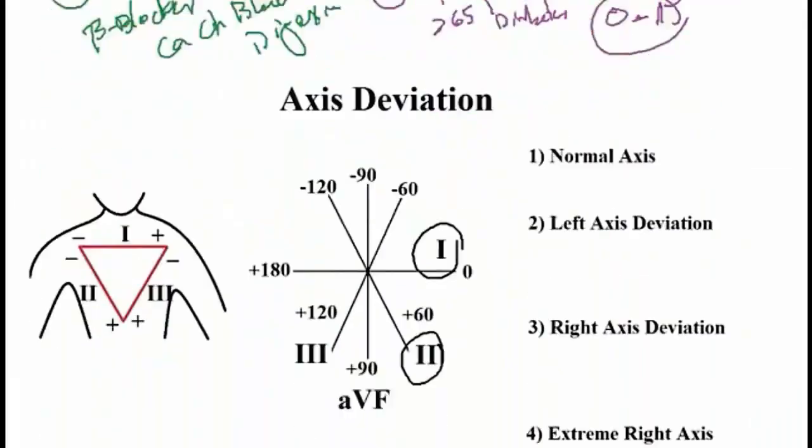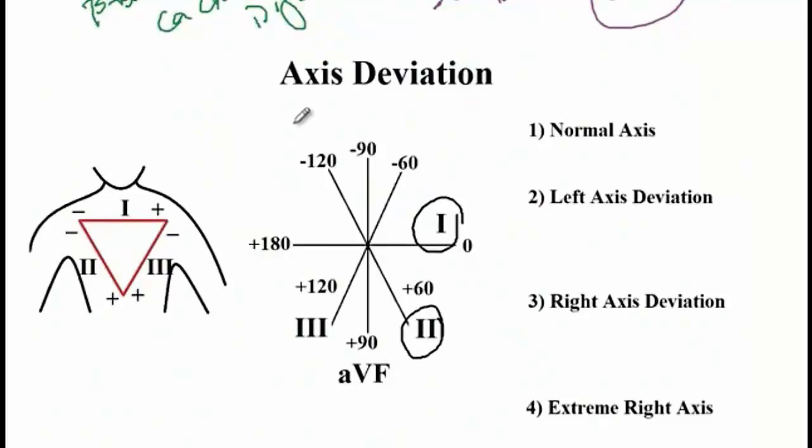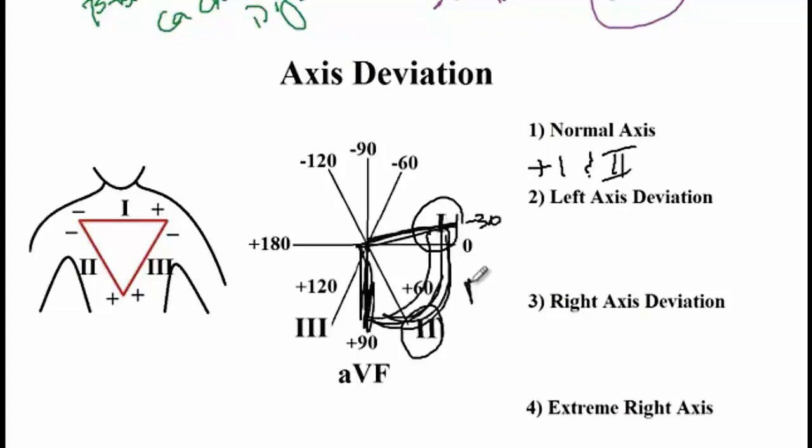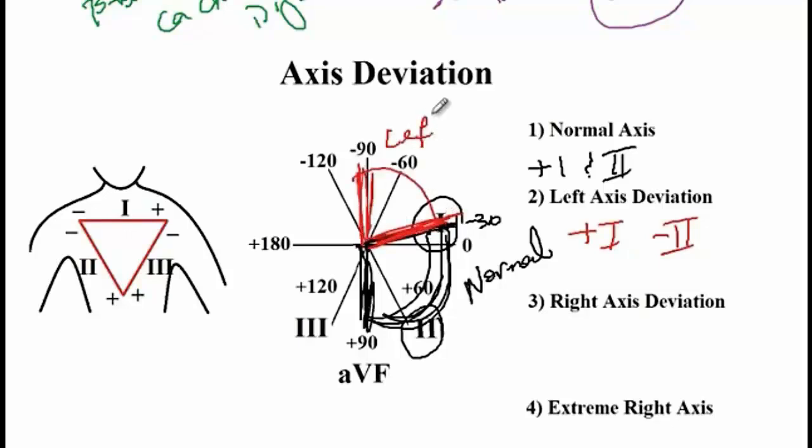So let's go back here. For normal axis, it's positive in lead 1 and lead 2, and so it corresponds to minus 30 to plus 90. So that would cover the normal axis. For left axis deviation, we have a positive lead 1 and a negative lead 2, which means that the direction of QRS is upward in lead 1 but downward in lead 2, and that corresponds to minus 30 degrees to minus 90 degrees, and that is the left axis deviation.